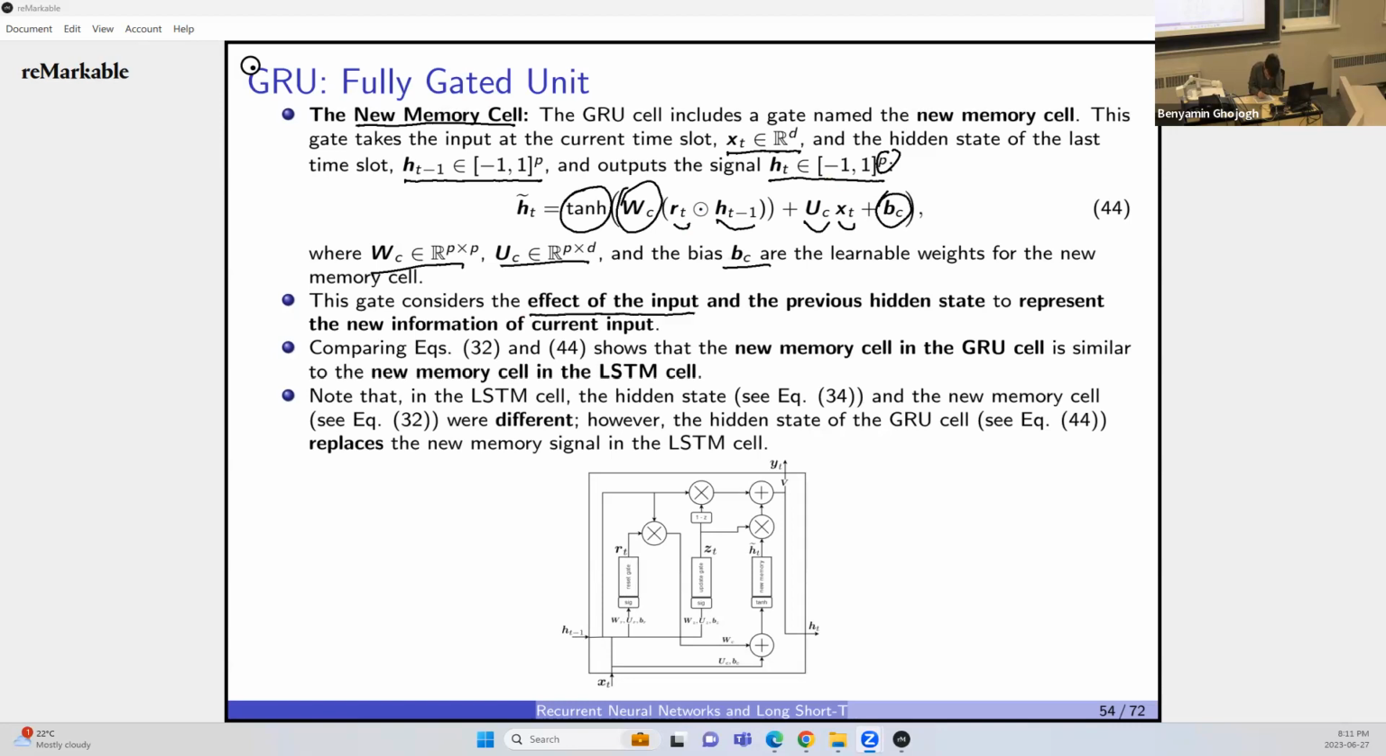It takes the effect of input XT and the previous hidden state HT minus 1 to represent the new information of the current input. And if you compare this equation with equation 32, it says that the new memory cell in GRU is very similar to the new memory cell in LSTM, although it's a bit different. Note that in the LSTM cell, the hidden state, which was equation 34, and the new memory cell, equation 32, were different. That's one important difference. We'll go and dig into that. So let's go back and see equations 32 and 34.